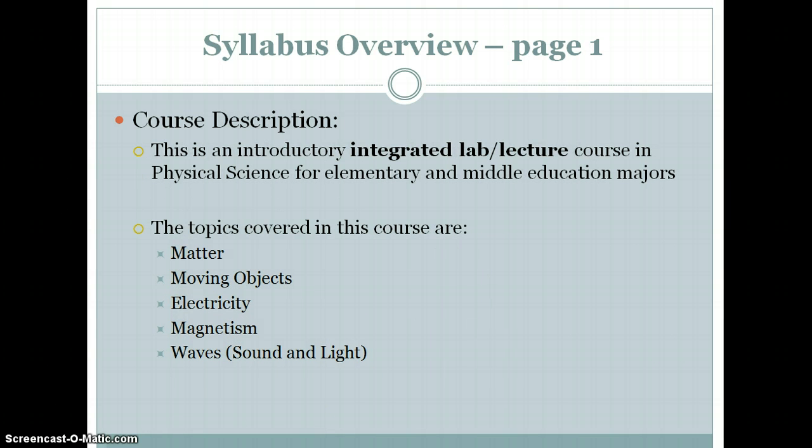The format of this class is what we call an integrated lab lecture. We'll combine hands-on activities with some direct instruction, sprinkled in as needed. The main topics in the class include matter, moving objects, electricity and electric circuits, magnets, and waves, which includes sound and music, light and color, and the way that light interacts with matter in mirrors and lenses. In addition to learning about these science topics, we'll also think about common difficulties that young children have when they're learning science and explore some of the new science standards which just came out in 2013, called the Next Generation Science Standards.